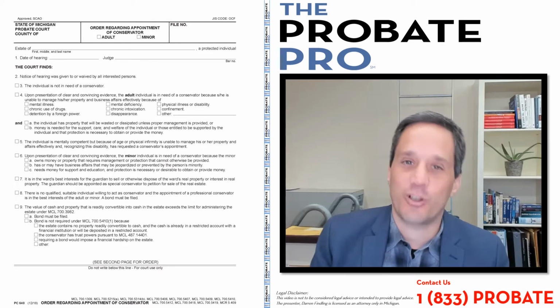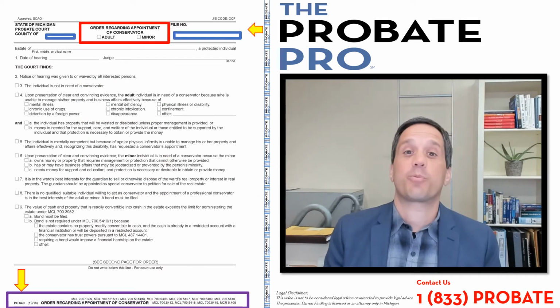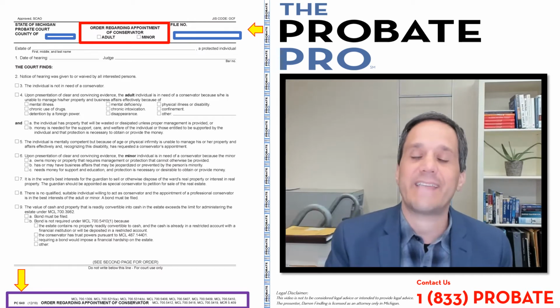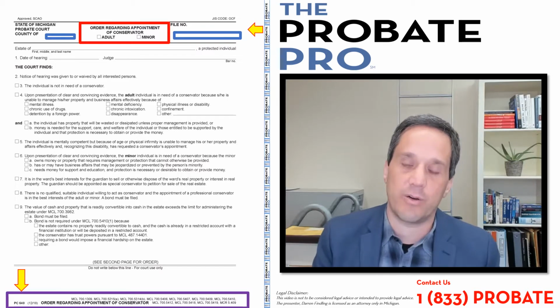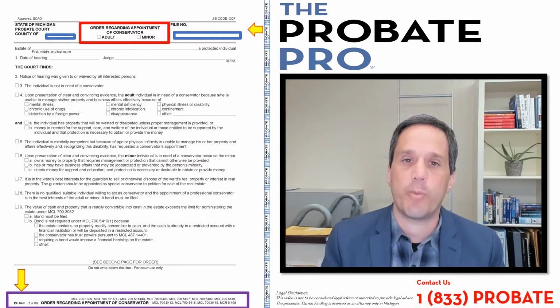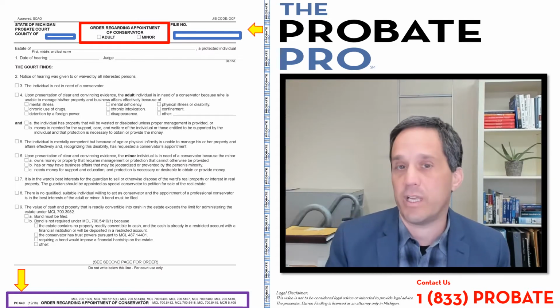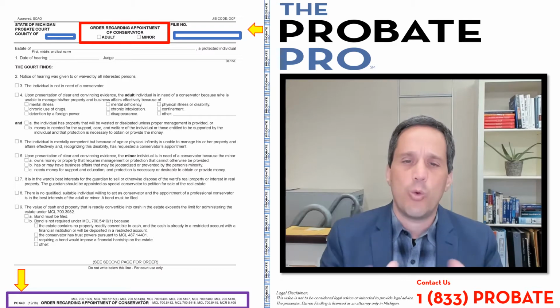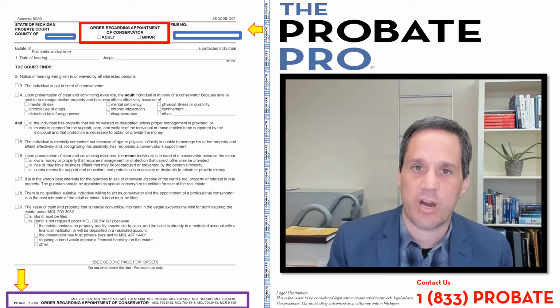An order for conservatorship. Hi, I'm Darren Findling of the Probate Pro, and we're going to examine SCAO form PC 640. SCAO, State Court Administrative Office, PC for Probate Court, and the form is 640. You're welcome to contact my office. We'd be happy to give you the form free of charge.